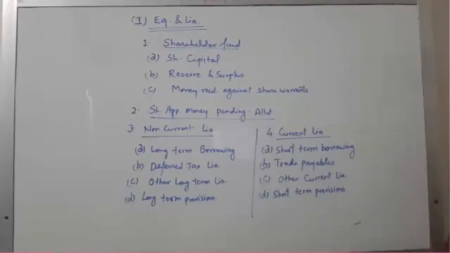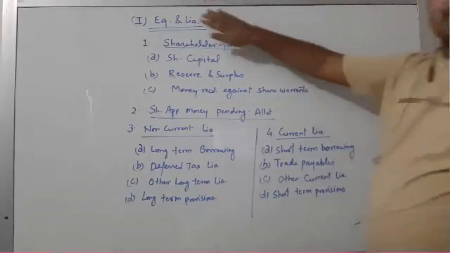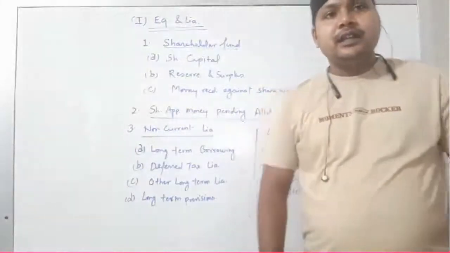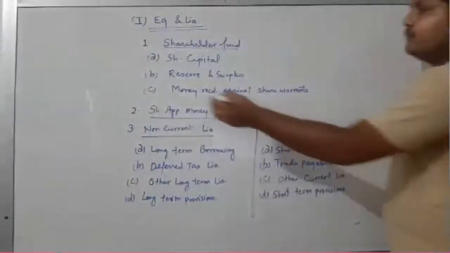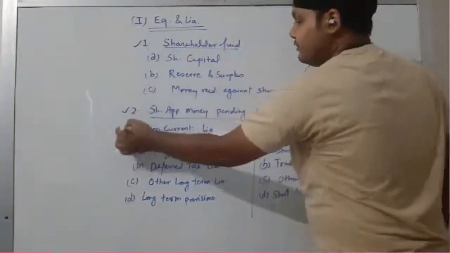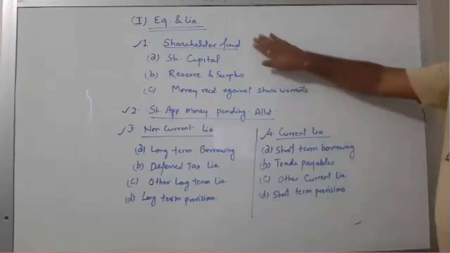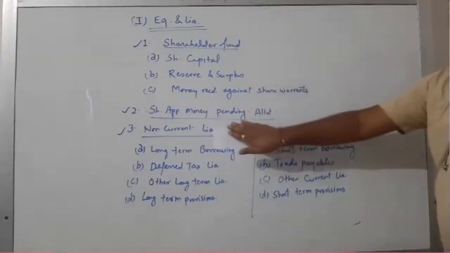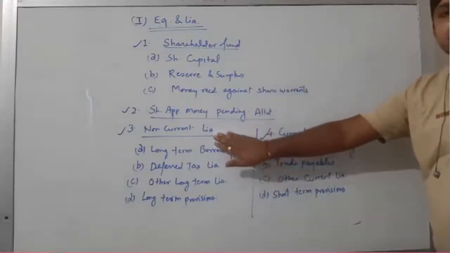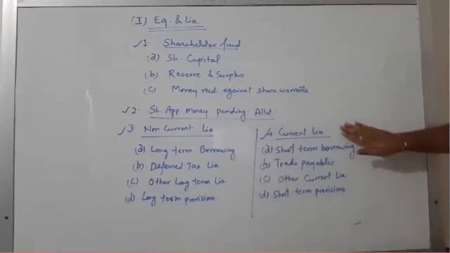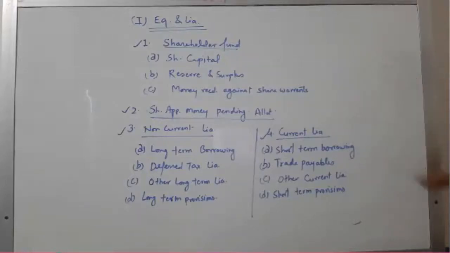Okay, so this is the first side of the balance sheet of companies according to the Companies Act 2013. You can see that there are basically four main heads of the equity and liability side. The first head will be shareholder fund. The second head is share application money pending allotment. The third head is non-current liability, and the fourth head is current liability. And each and every head contains various kinds of subheads.